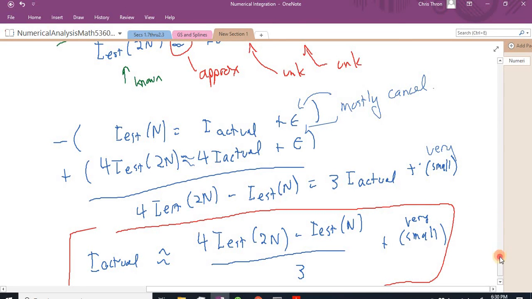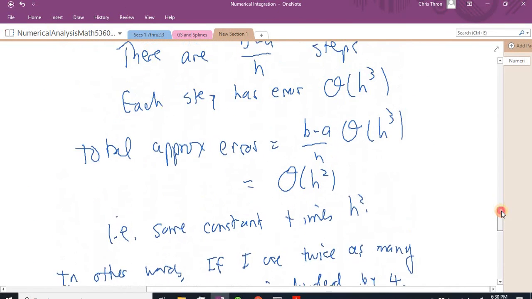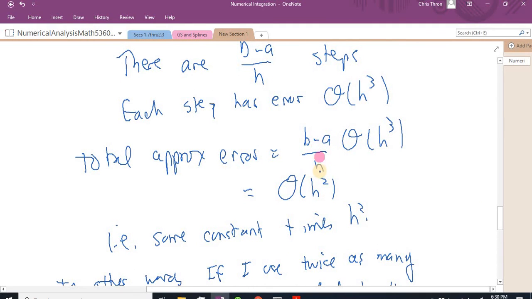Notice here when I was doing order estimates with h, in fact I multiplied by b minus a over h, and I said O of h squared. So constant factors are not changing the order of magnitude. 5 times 10 to the minus 9 is still basically 10 to the minus 9. We're looking at orders of magnitude.